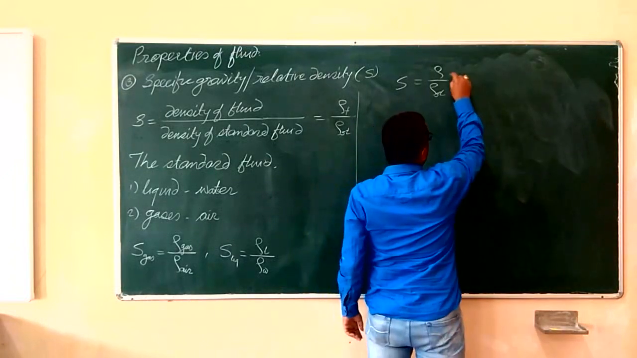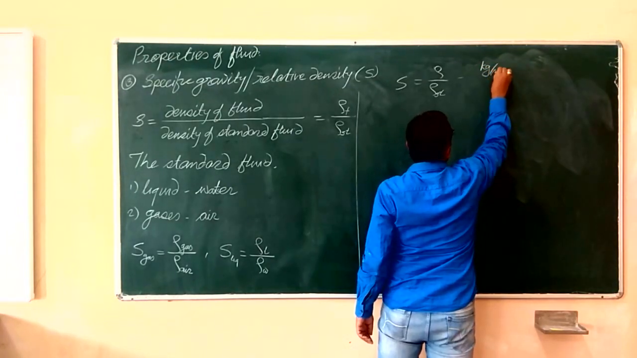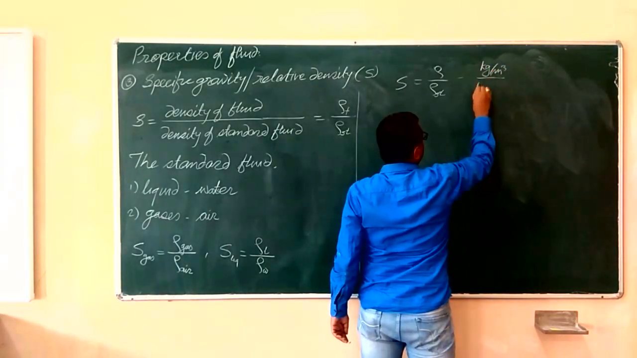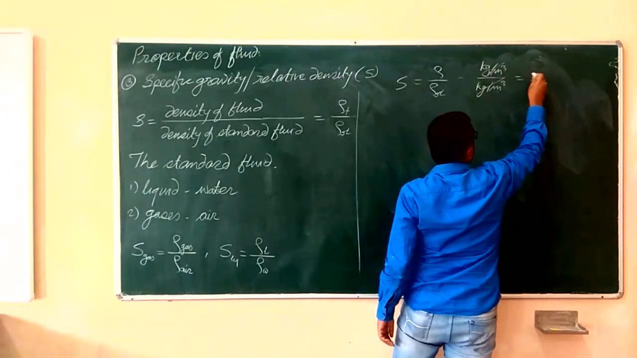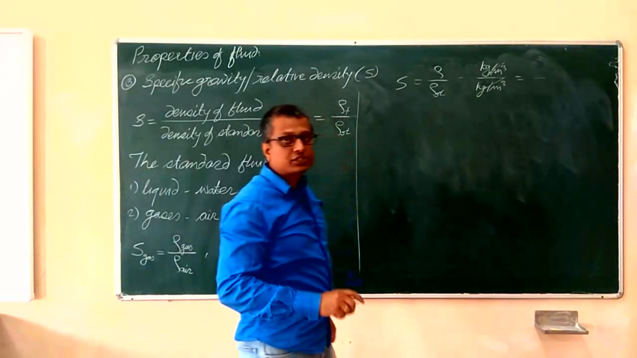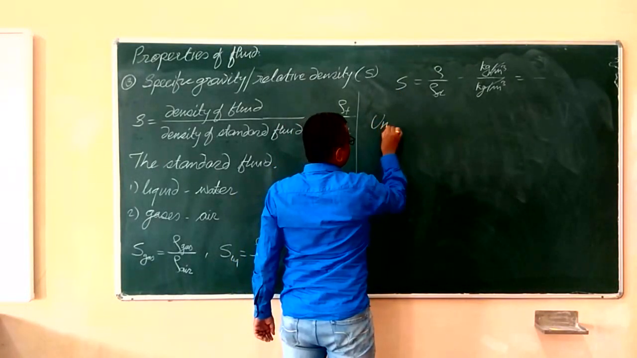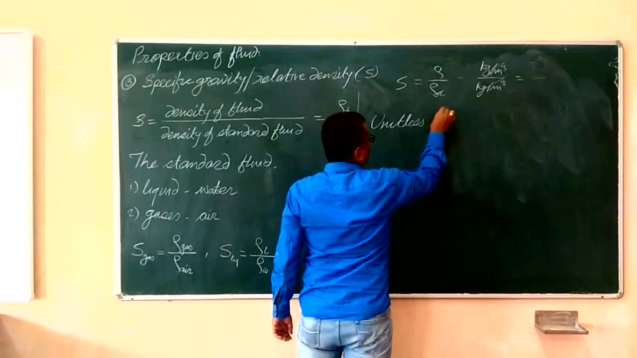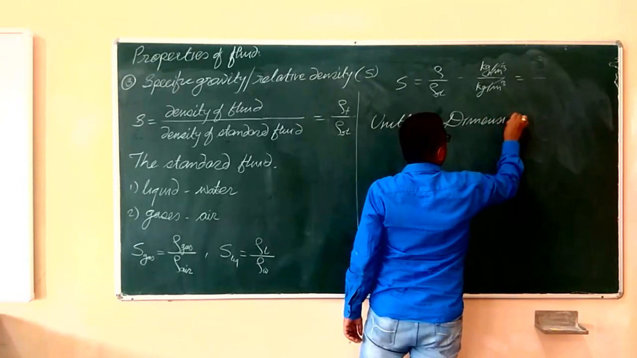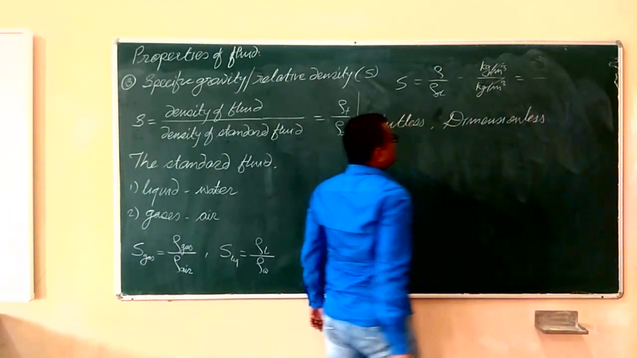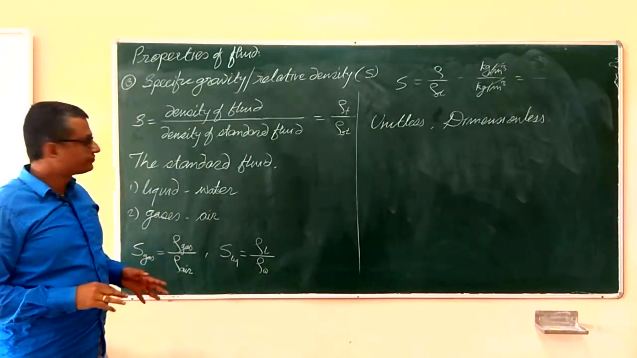So if you try to get the SI unit or any unit for the specific gravity, the density is expressed in kg per meter cube and this density is also expressed in kg per meter cube. So finally, both units being the same, we get no unit for the specific gravity. That is the reason specific gravity is unitless and hence also dimensionless. The specific gravity has no dimension and no unit.